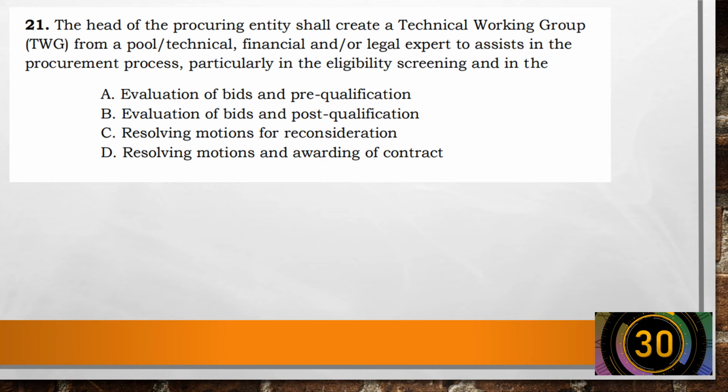21. The head of the procuring entity shall create a technical working group from a pool of technical, financial, and/or legal experts to assist in the procurement process, particularly in the eligibility screening and in the blank. So letter A, evaluation of bids and pre-qualification. Letter B, evaluation of bids and post-qualification. Letter C, resolving motions for reconsideration. And letter D, resolving motions and awarding of contract. Your time starts now.